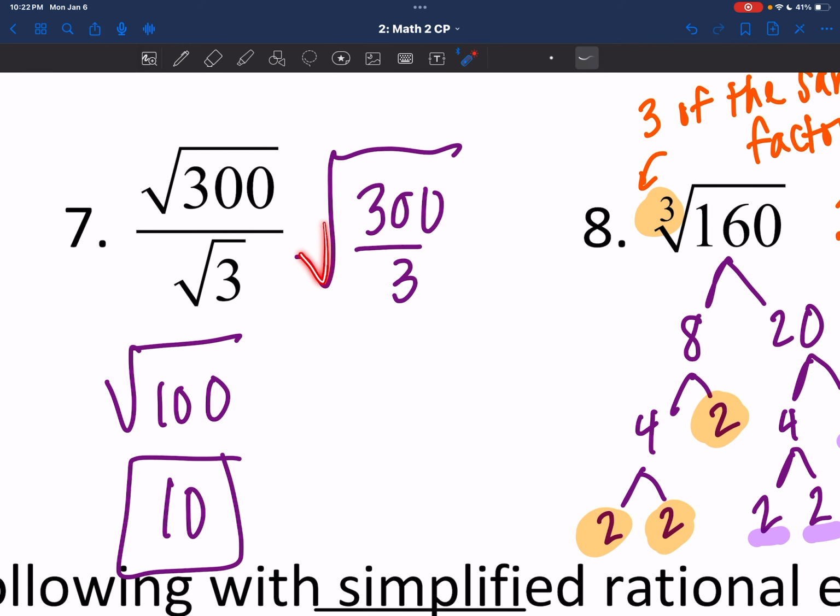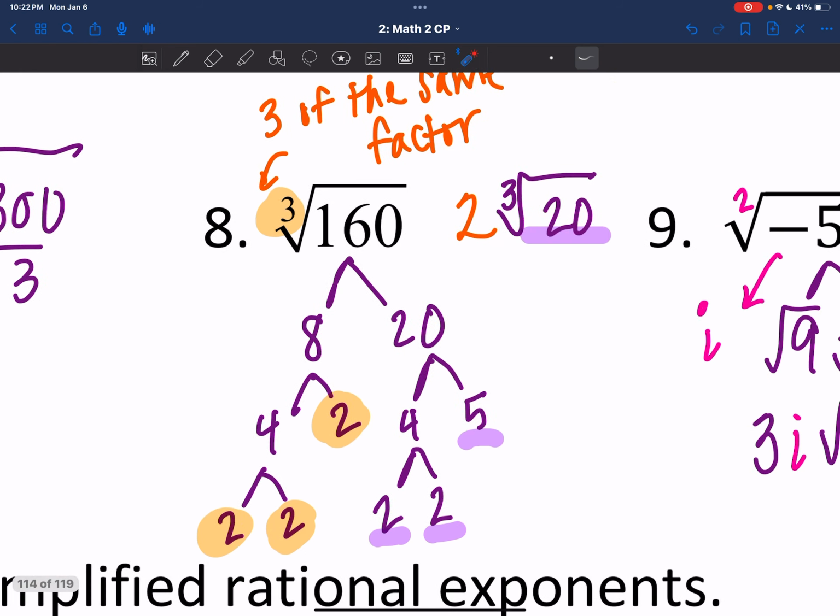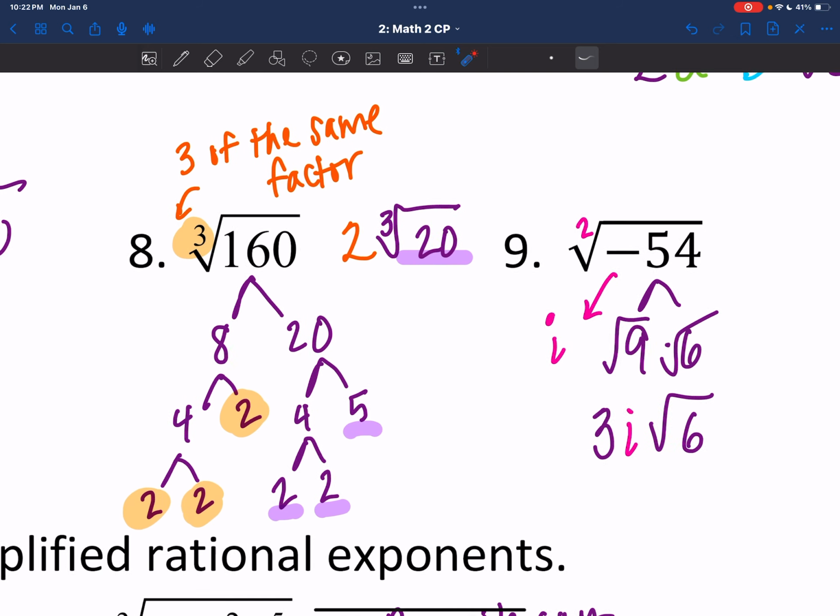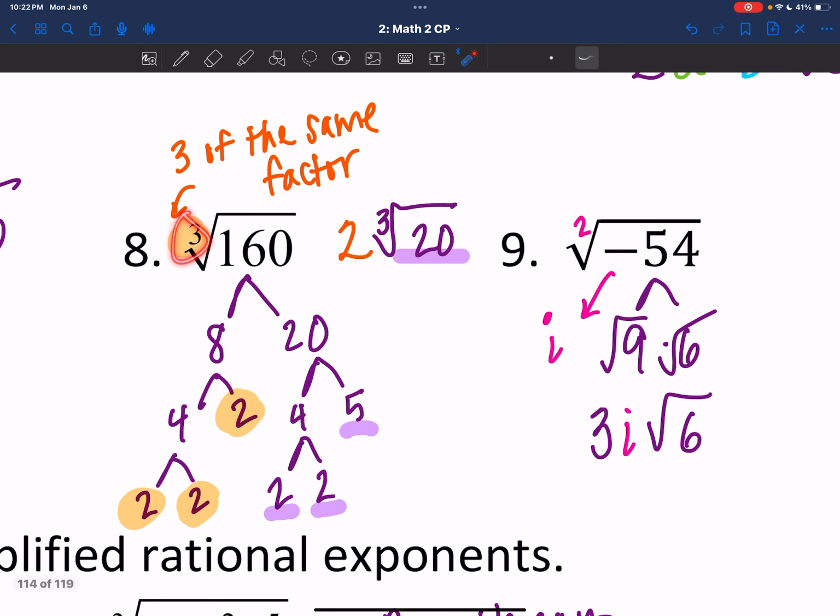So what I did here is I just combined both the radicals, and then I simplified 300 over 3, which gives you 100, and then the square root of 100 is 10. Now, in this case, since it's the 3rd root, you want 3 of the same factor. So when you're factoring it out, you're looking for 3 of the same.